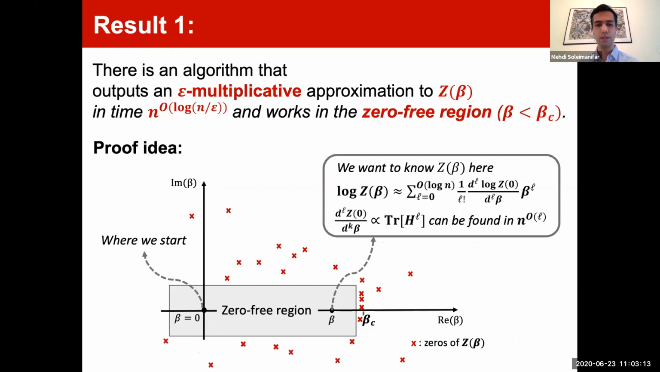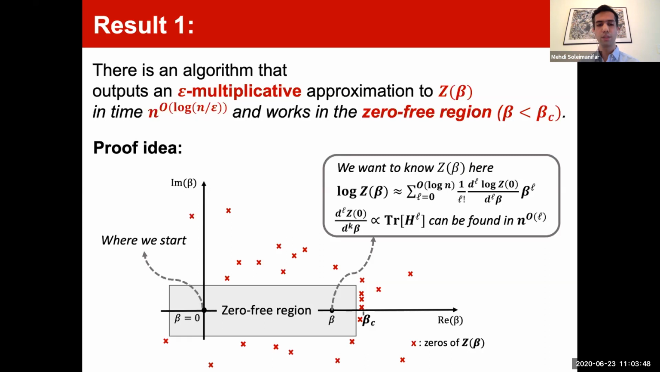The proof idea is the following. Beta is the inverse temperature, a real parameter, but let's consider it to be a complex one. Let's consider the partition function on the complex beta plane and look at the zeros, or the roots, of this function. It turns out that there is a region which is free of these zeros. It includes the real axis. It includes beta equals 0, meaning infinite temperature. And it extends to some critical value where the zeros get very close to the real axis and block the way.